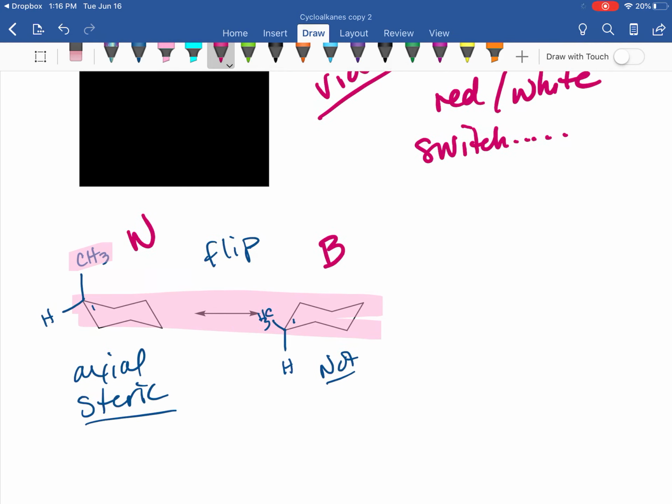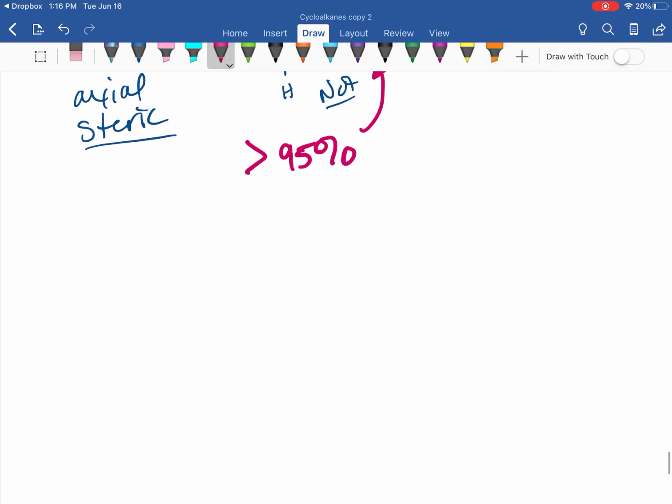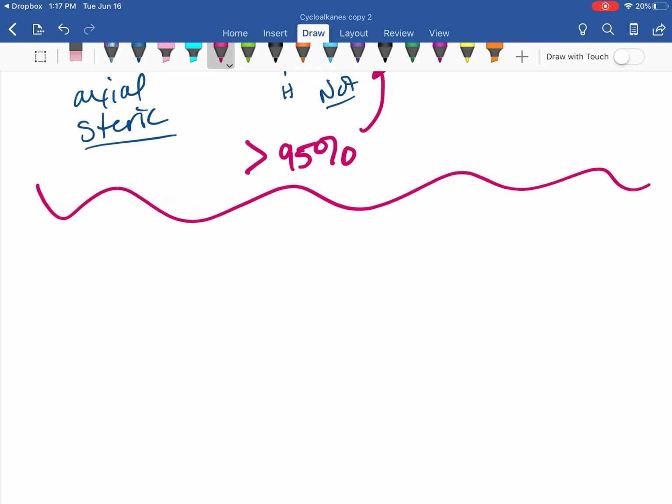So if we are picturing a cyclohexane with a methyl on it, greater than 99% of the time, it will look like this. That energy difference is so different. I better say 95%. Let's not get so exaggerated. Legit, this has been calculated. It's greater than 95% will look like this, will be in that equatorial conformation. So this is why we care. Our energy is different.